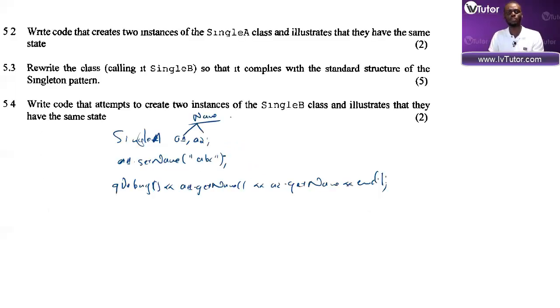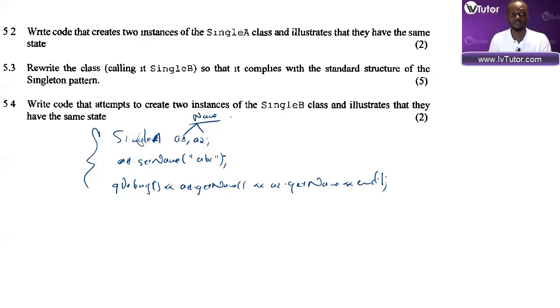So 5.2 is just there to let you demonstrate that you understand how static variables work, okay? In this case, you can do it whichever way you want. Whichever code you write, what's important is to show that you know how static variables work. They'll have the same value.